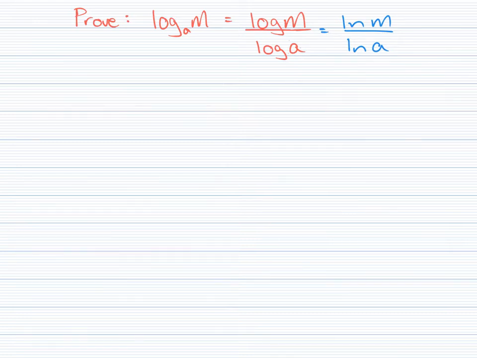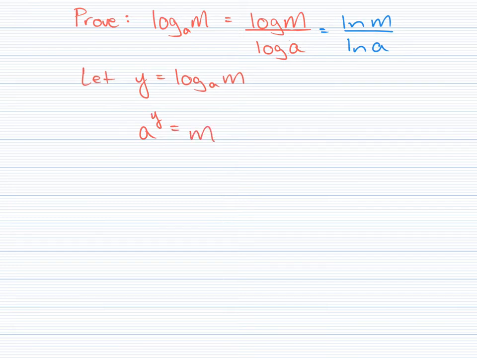Just like with all proofs, we need a place to start. So we're going to start with the left-hand side of our proof, and we are simply going to say, let y equal log base a of m. Now, moving back and forth between our logarithmic and exponential forms, what I can immediately do is rewrite this initial side in its exponential form. So I could say a to the y equals m.